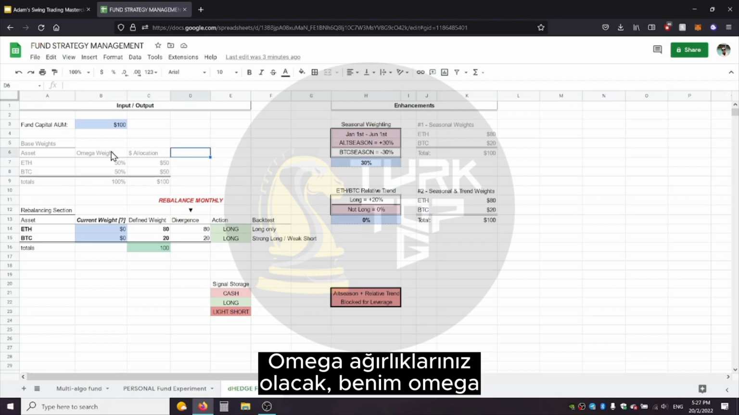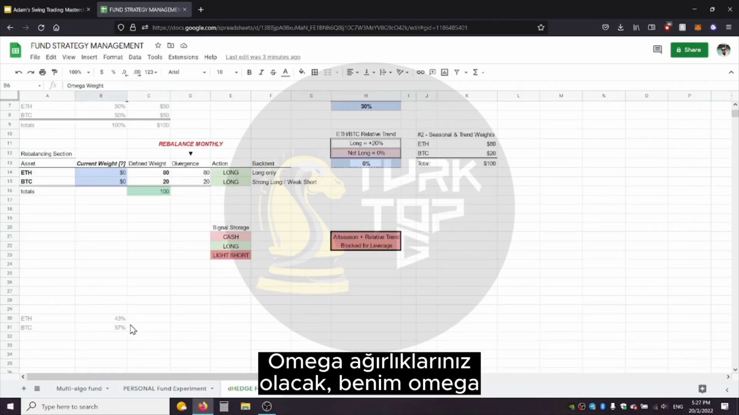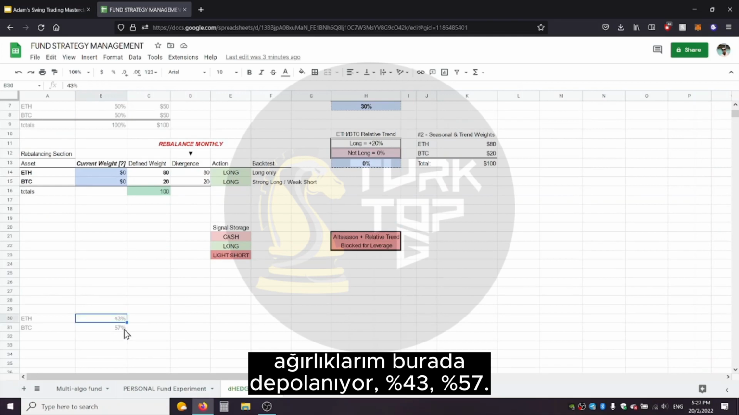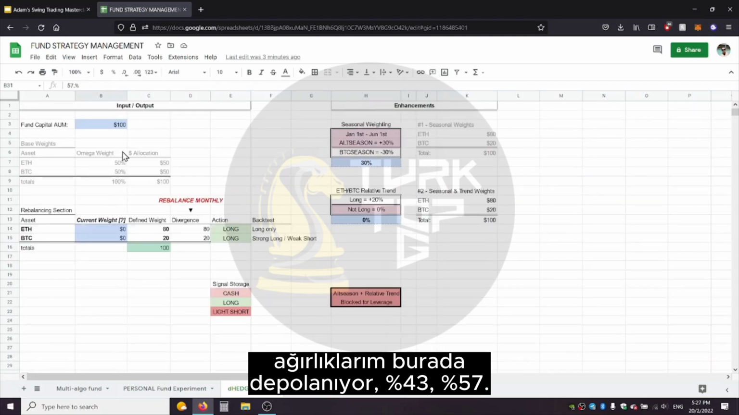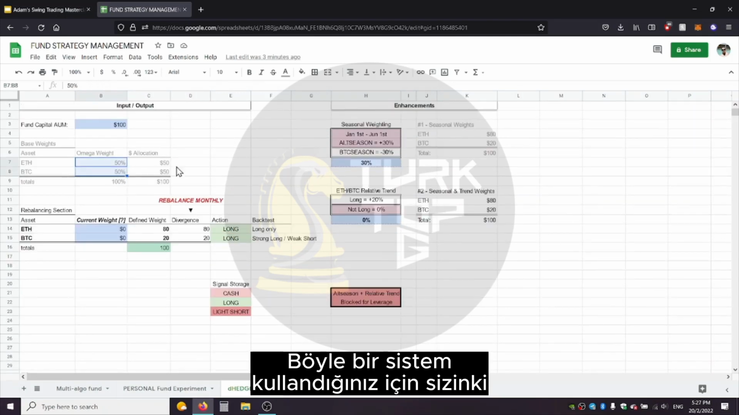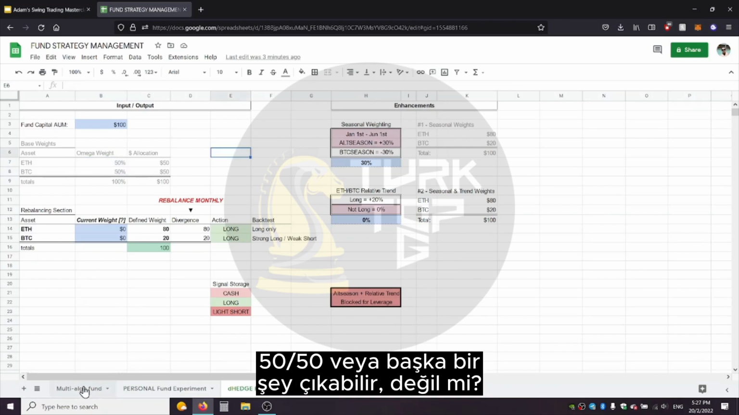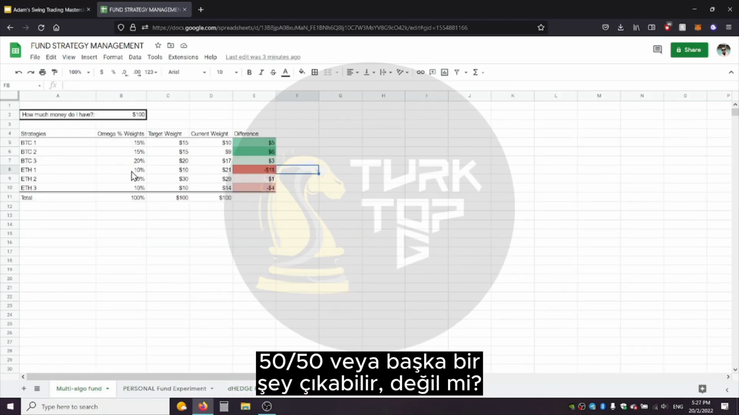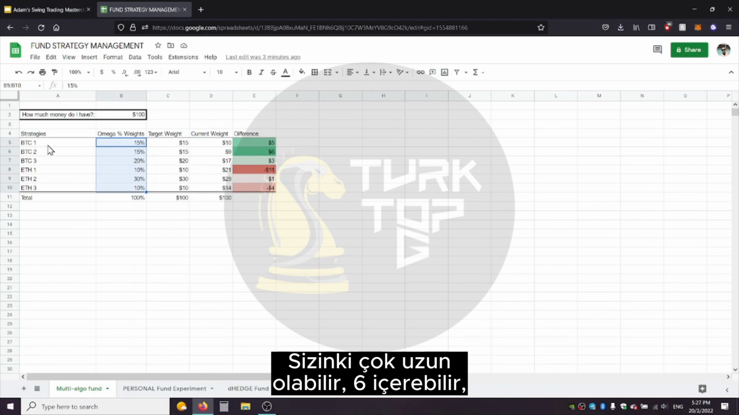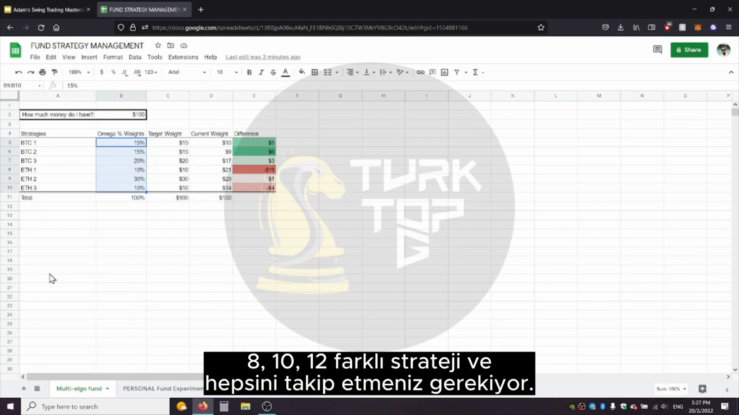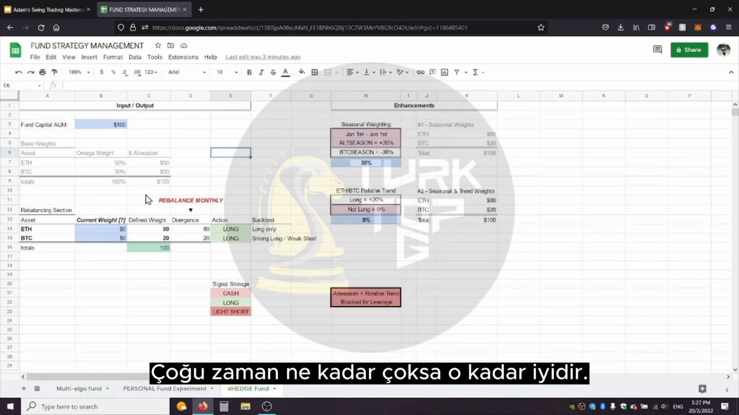So you'll have your omega weights. My omega weights are just stored down here, 43%, 57%. Yours might come out to be 50-50 or something else, because you're using a system like this, right? Yours might be very long. It might contain 6, 8, 10, 12 different strategies, and you need to keep track of all of them. Often the more the better. And the logic in mine goes like this.